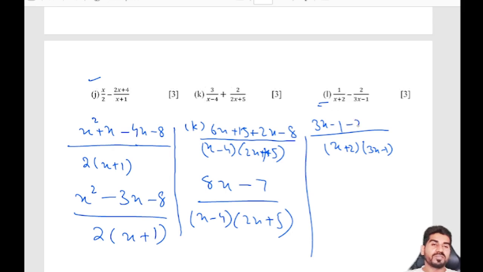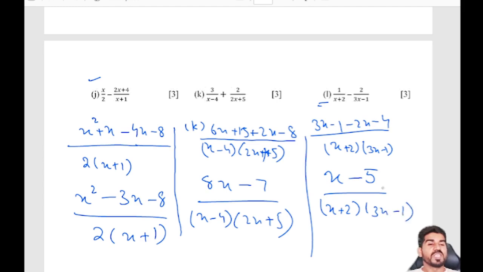Negative 2x and negative 2 to the 4. Again, you can see 3x minus 2x will be x here, and minus 1 and minus 4 will be minus 5 here, and the denominator will be x minus. This will be the answer for part L.